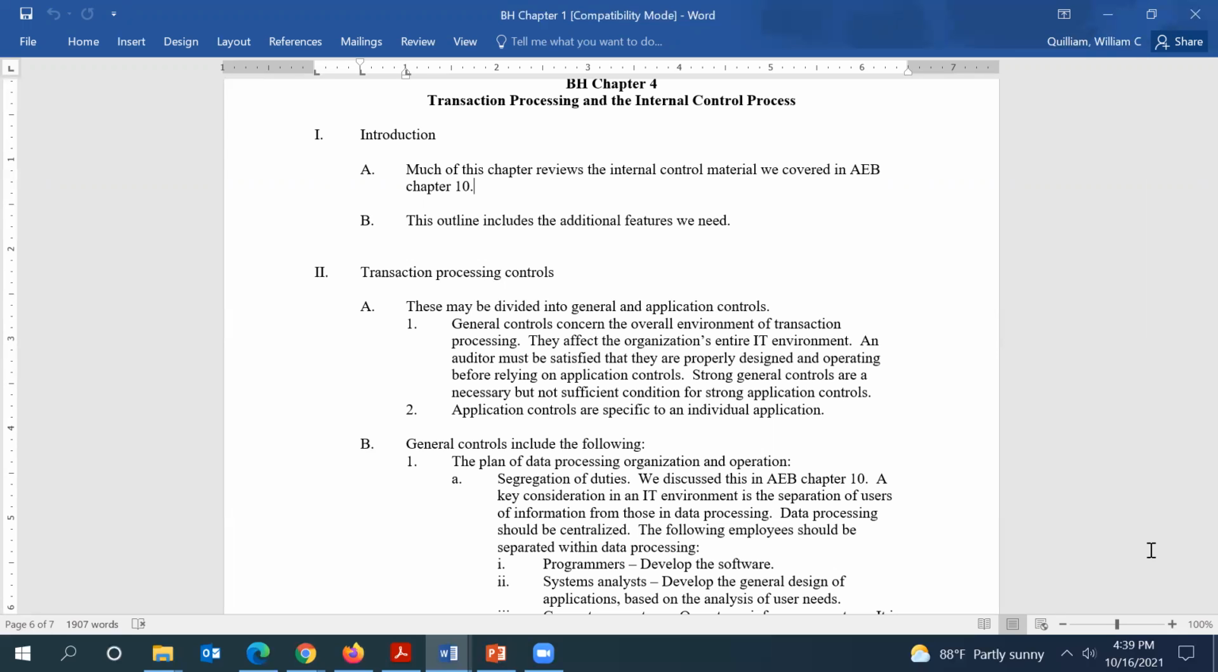Well, what's an application control? Application controls are specific to an individual application. So a general control would be general information security over the entire system. An application control would be controls applied to the company's web commerce functions, for example. So application controls are more specific. You can't have good application controls unless you have good general controls.